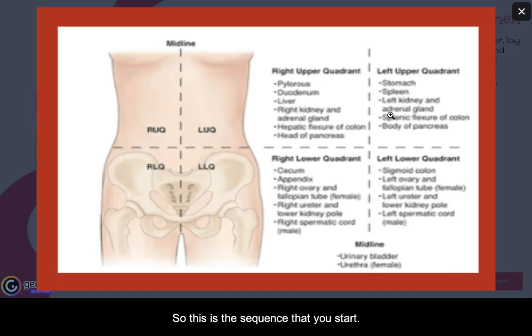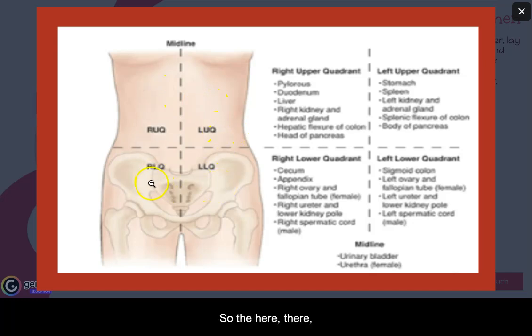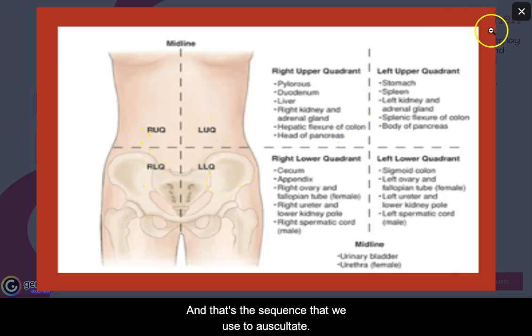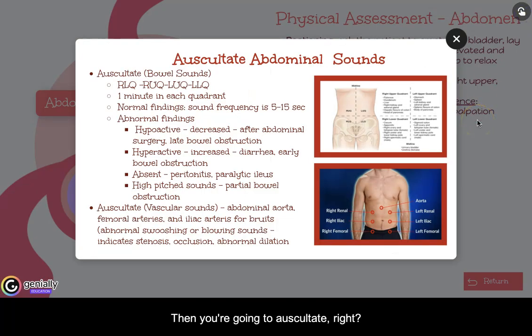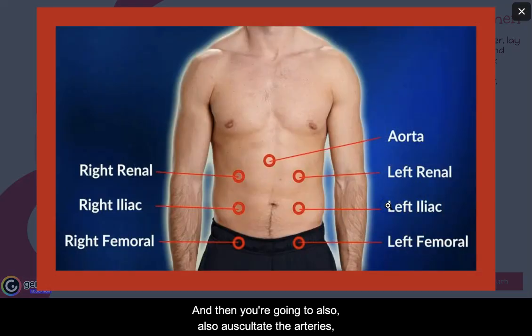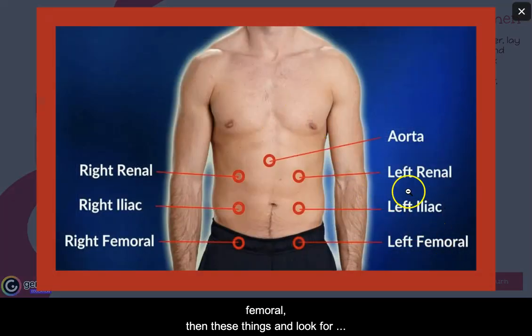So this is the sequence that you start. You start right lower quadrant, go to the right upper quadrant, left upper quadrant, and left lower quadrant. So here, there, there. And that's the sequence that we use to auscultate. We always auscultate first. First you inspect, then you're going to auscultate, right? And then you're going to also auscultate the arteries, the renal, iliac, femoral, and look for any swooshing and blowing sounds that, like I said, show occlusion or stenosis.